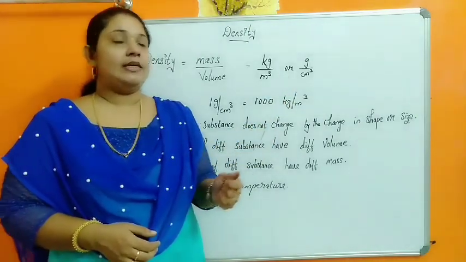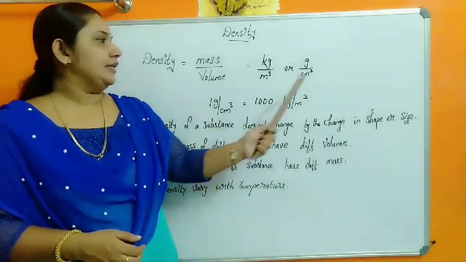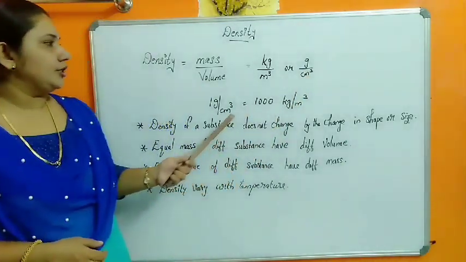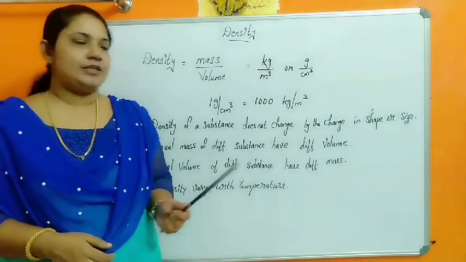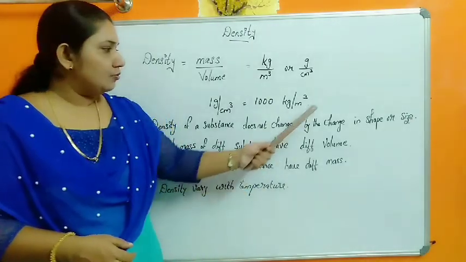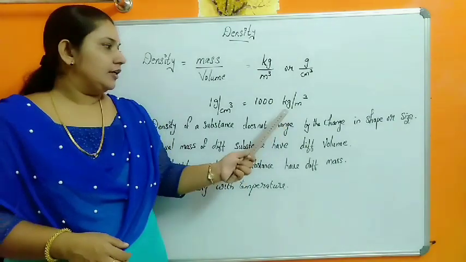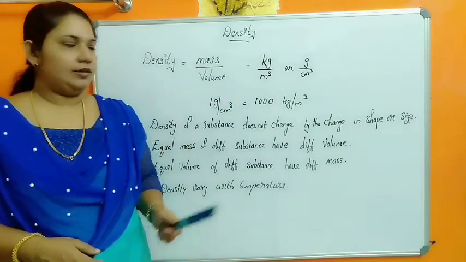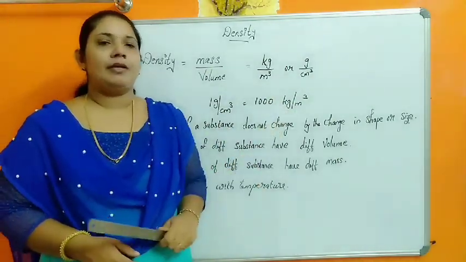CGS means centimeter gram second. In CGS unit, density is gram per centimeter cube. Now we have the relation between SI unit and CGS unit. 1 gram per centimeter cube is 1000 kilogram per meter cube. You should learn this relation by heart, because for doing the numericals we require this relation between SI unit and CGS unit. So 1 gram per centimeter cube is 1000 kilogram per meter cube.